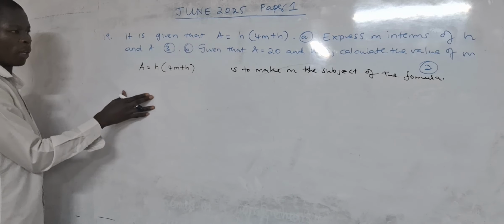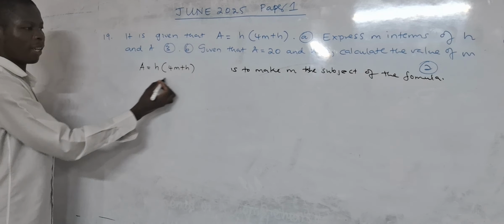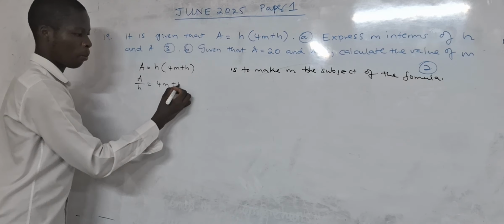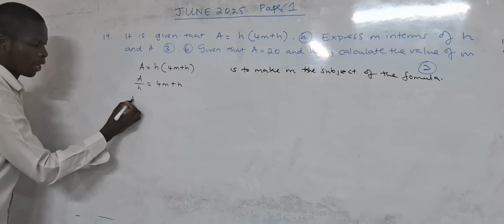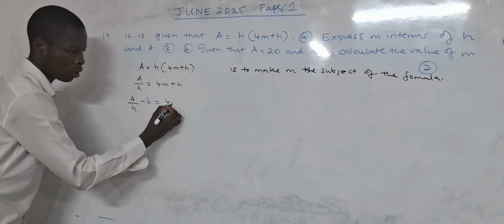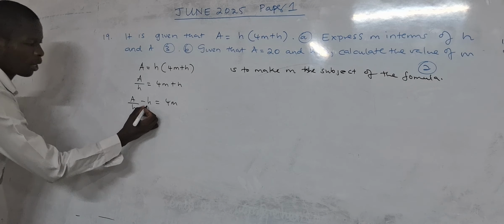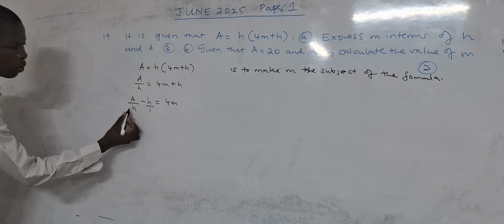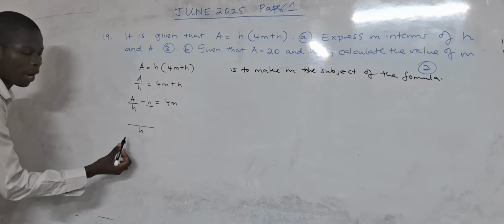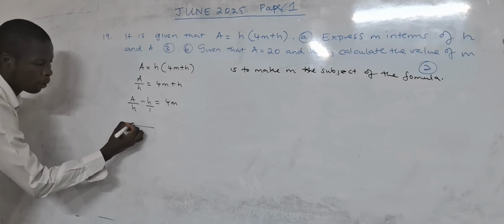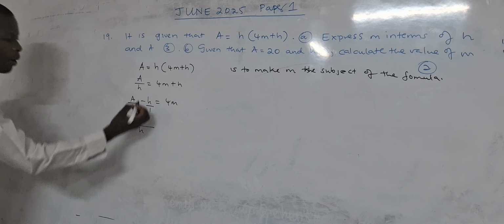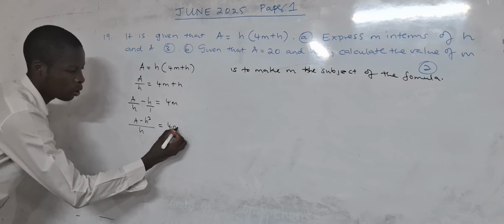So this is what I'm going to do here. I'm going to divide both sides by H. So A divided by H is equal to 4M plus H. Now bring this H to this side: A divided by H minus H is equal to 4M. This is over 1, so I'm going to express this as a single fraction over H. H is the lowest common multiple. H into H is 1, multiplied by A; and minus 1 into H is H, H multiplied by H is H squared, is equal to 4M.